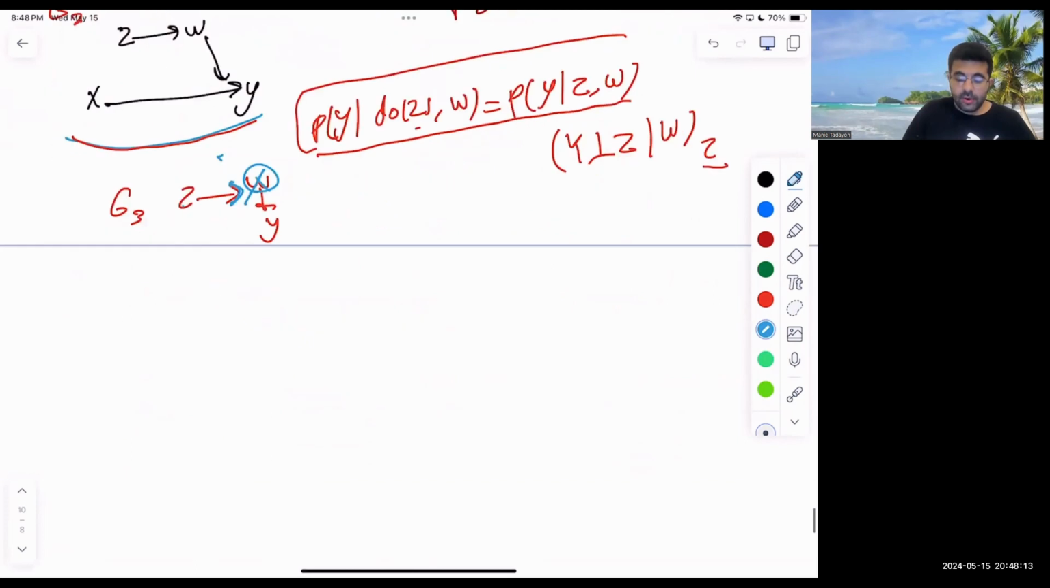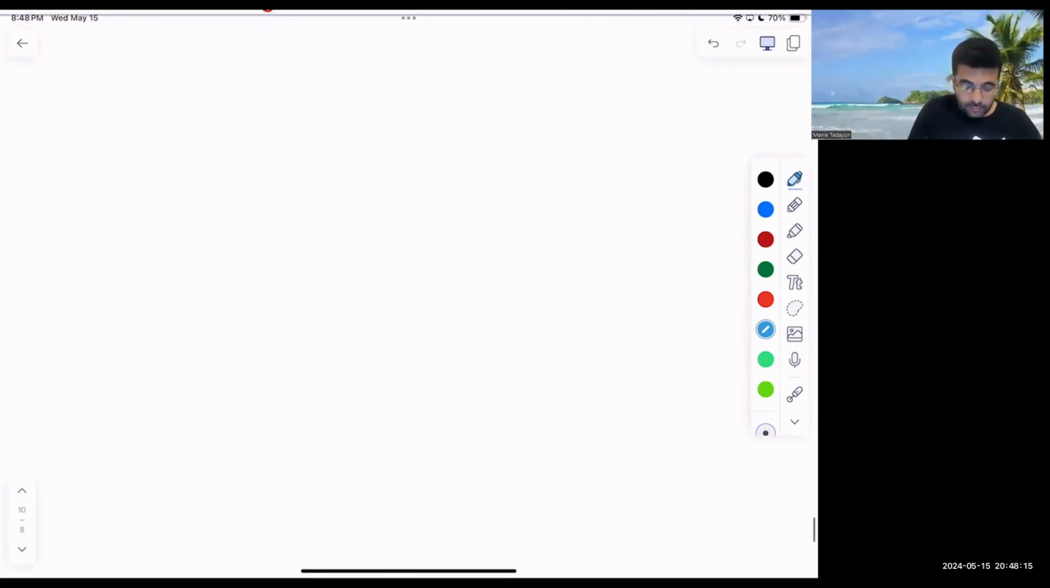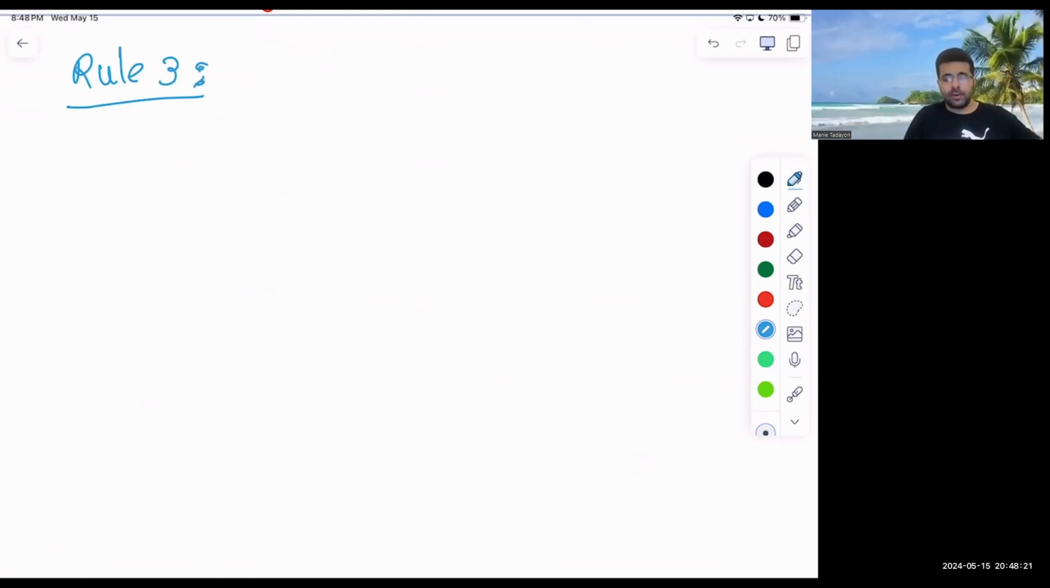Okay, now let's go over rule 3 with each other. Rule 2 is the hardest one. Trust me, rule 2 is the hardest one. And then let's go to rule 3. All right, rule 3 means what? Insertion and deletion of actions. Rule 1 was the insertion and deletion of observation. Rule 3 is insertion and deletion of actions. Very important.